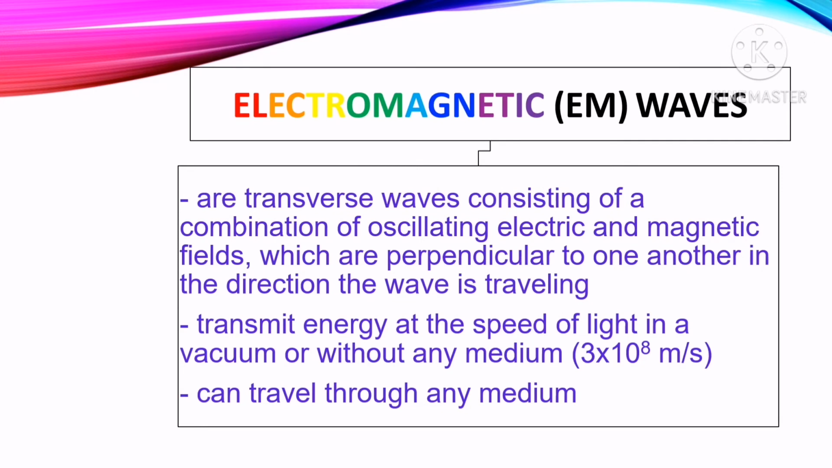Electromagnetic waves. Electromagnetic waves are transverse waves consisting of a combination of oscillating electric and magnetic fields, which are perpendicular to one another and to the direction the wave is traveling. Electromagnetic waves transmit energy at the speed of light in a vacuum, or without any medium, at 3 times 10 to the power of 8 meters per second. Electromagnetic waves can travel through any medium.